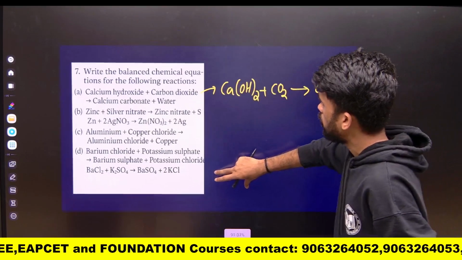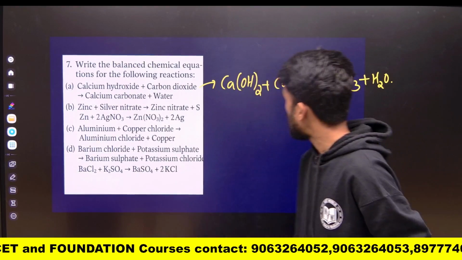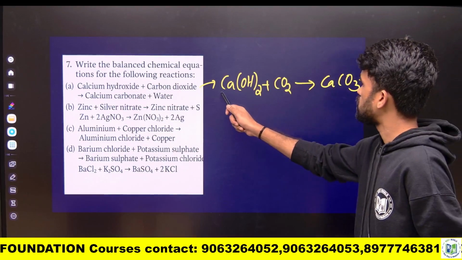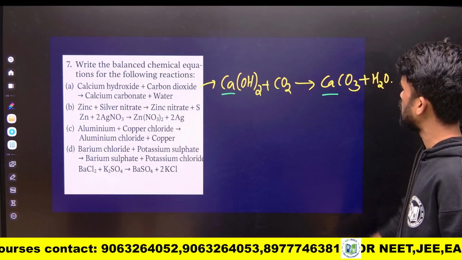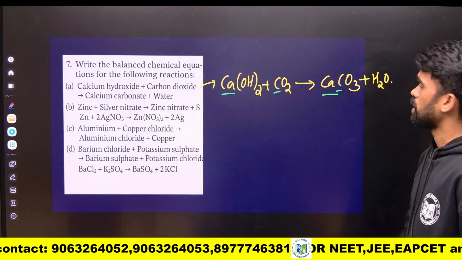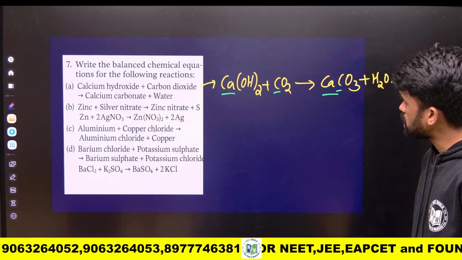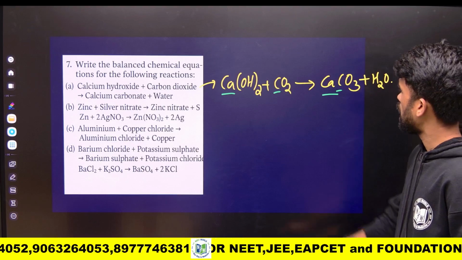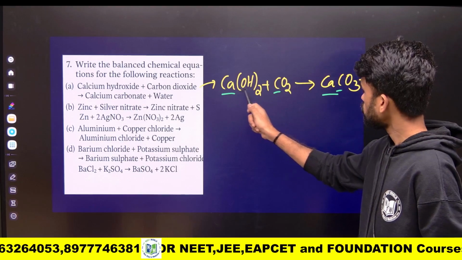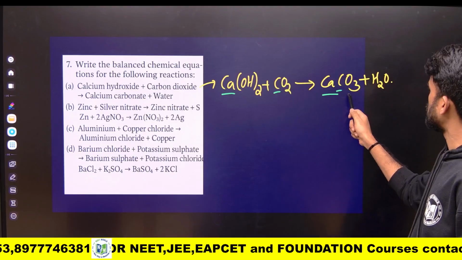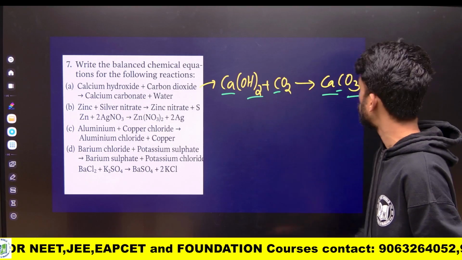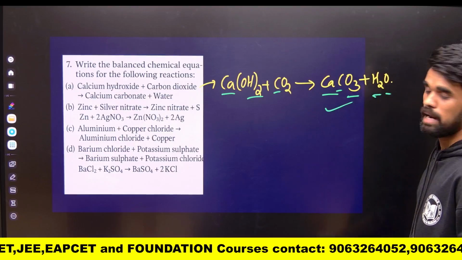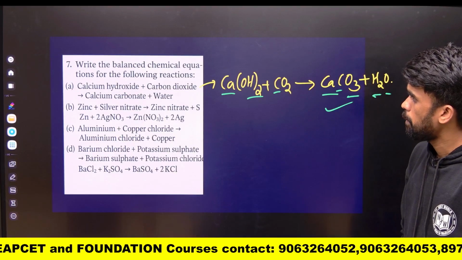So just look whether it is balanced or not. How many calcium atoms are there? One here and one here, okay. How many carbons are there? One here, one here, that is also fine. Now how many oxygen atoms are there? Oxygen atoms are 2 plus 2, 4, and on this side 3 plus 1, 4, yes, that is also balanced. Hydrogens are 2, here also 2, everything is balanced, therefore the reaction is balanced, okay.